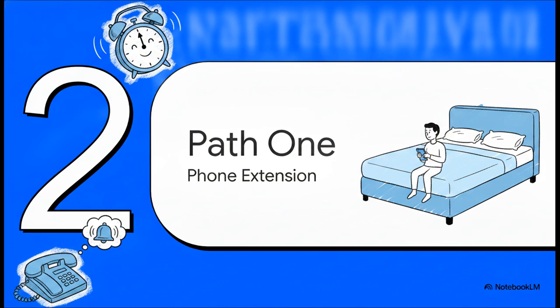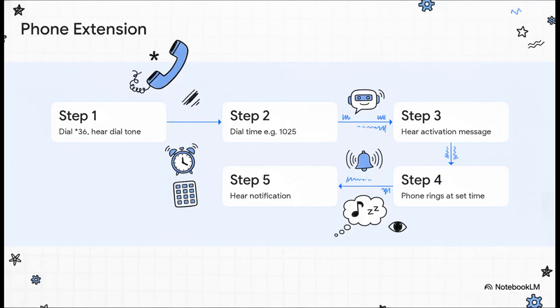Moving right along to Section 2, Path 1, using the phone extension. Imagine for a second you're an end user sitting on the edge of a hotel bed. You definitely do not care about servers or XML code. You just want to wake up, right? You just have this physical hardware sitting in front of you. Let's say you're at extension 101 and you want to wake up at 10:25 a.m.